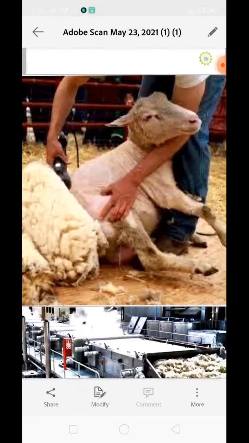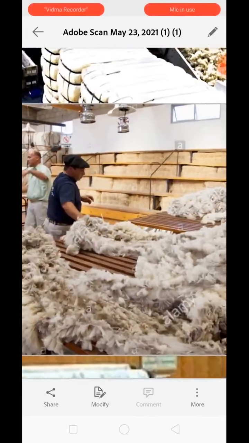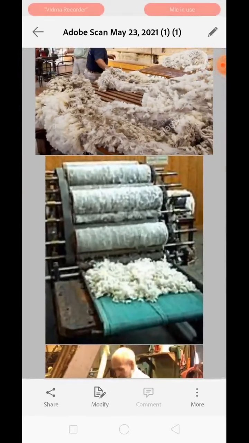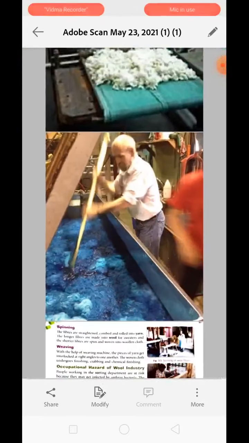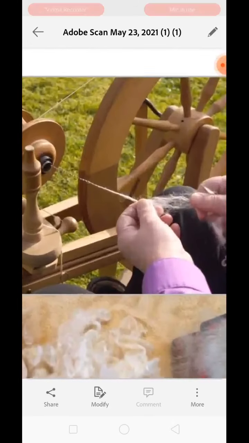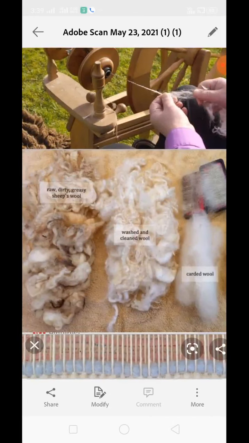See, over here shearing is done, then washing of the fleece, then sorting, then carding, straightening the fibers out, then putting them into color. In this way we get wool thread. See, the processing can be seen over here very clearly.